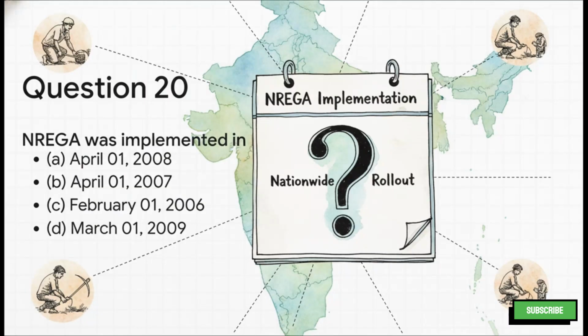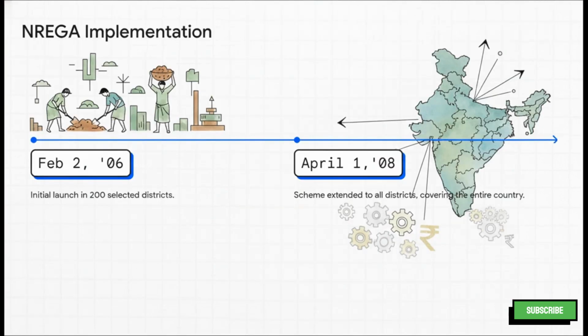And now for the final question of this set. When was NREGA, the National Rural Employment Guarantee Act, implemented across all rural areas of India? You're being asked for a specific date here, so look at the options carefully. The correct answer is A, April 1st, 2008.